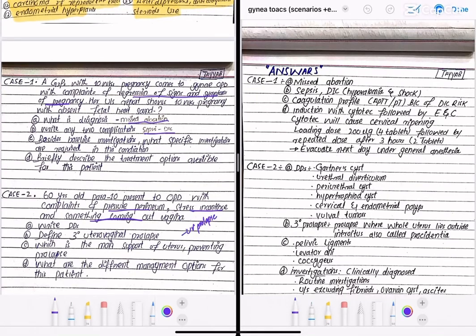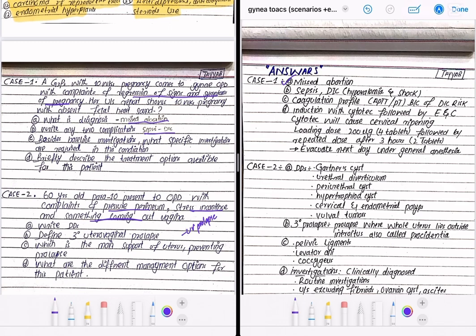Okay, so this is case one: a G3P2 with 10 weeks pregnancy comes to gynae OPD with complaints of regression of signs and symptoms of pregnancy, and the ultrasound report shows 10 weeks pregnancy with absent fetal heart sound. So the diagnosis is missed abortion, as there are absent fetal heart sound and regression of the signs and symptoms of pregnancy.